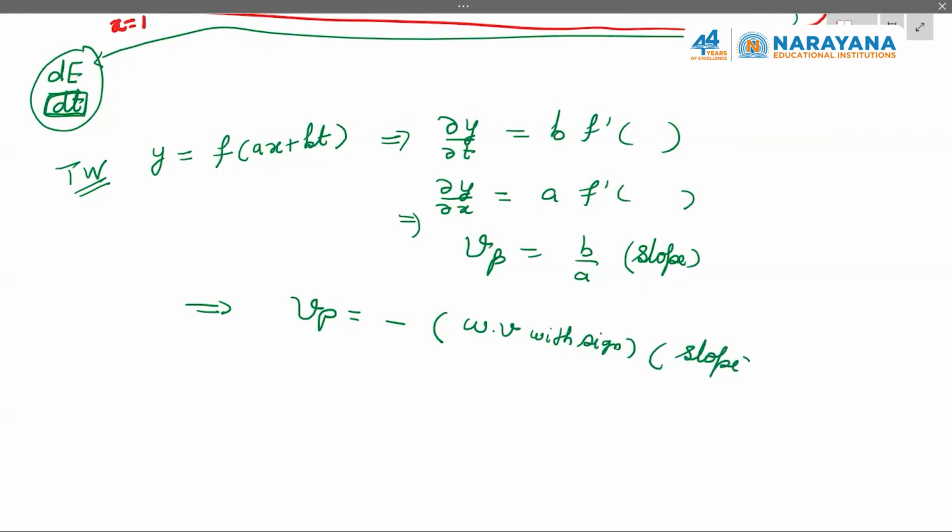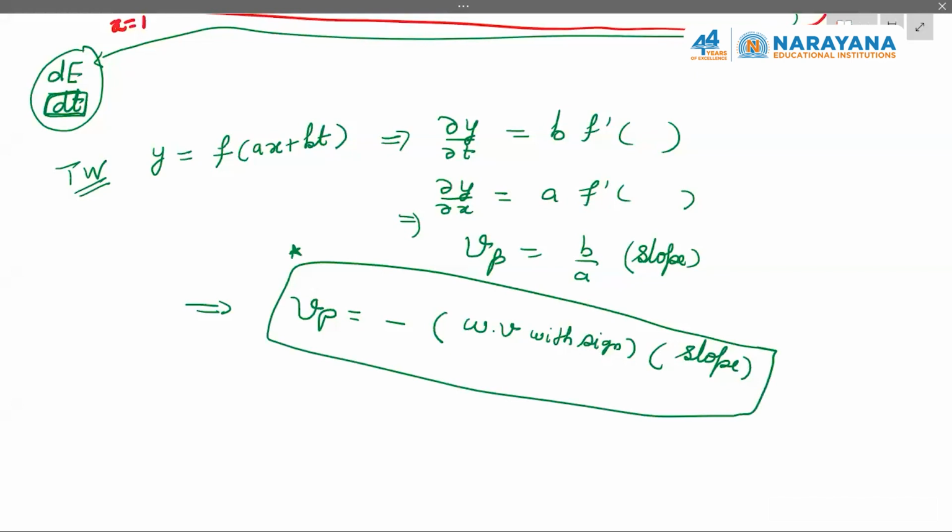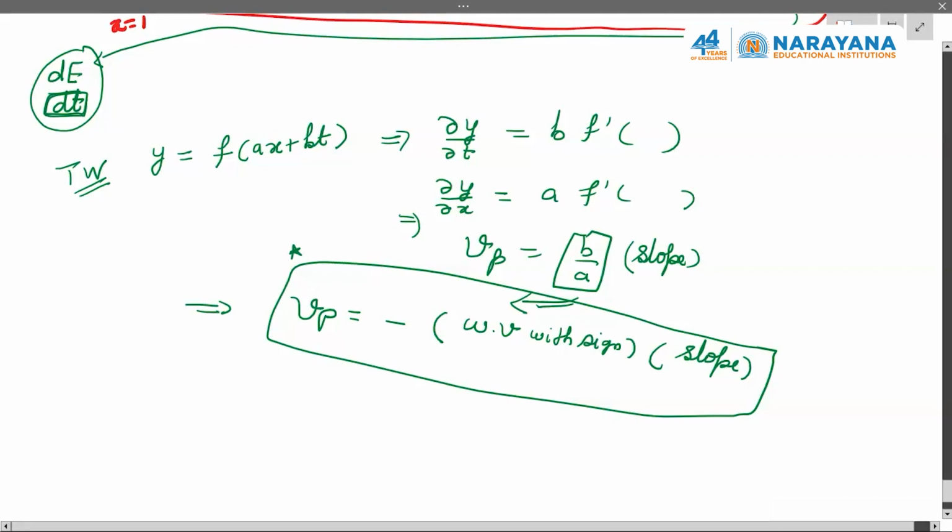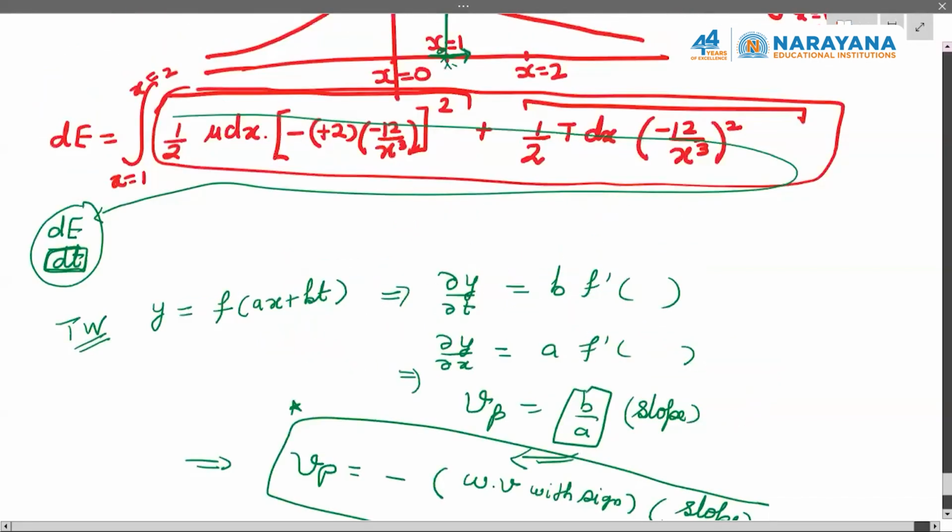You can check that this comes out the same as the previous expression, because b by a is this value, and its magnitude is the wave speed. And what about the sign? If it is moving in the positive direction, this will be negative. Both the signs will be opposite, which is what I am also getting. And if it is moving in the negative direction, it will be positive. Both are the same. So that is the result I am trying to use.